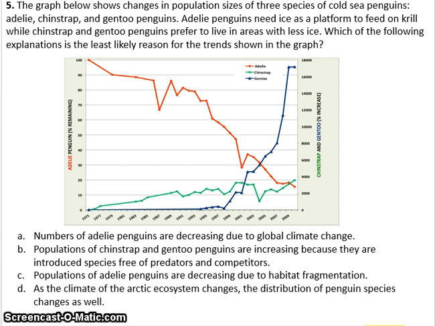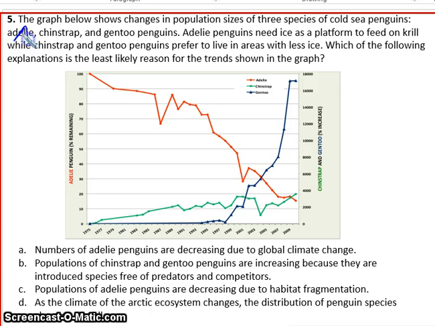Moving on, let's look at number 5. The graph below shows changes in the population size of 3 species of penguins. I'm going to refer to these as the A penguins, the C penguins, and the G penguins. A, which is going to be right here in red, they need ice as a platform, where the other ones don't. This is the ultimate question. Which of the following explanations is the least likely reason for the trend shown in the graph?